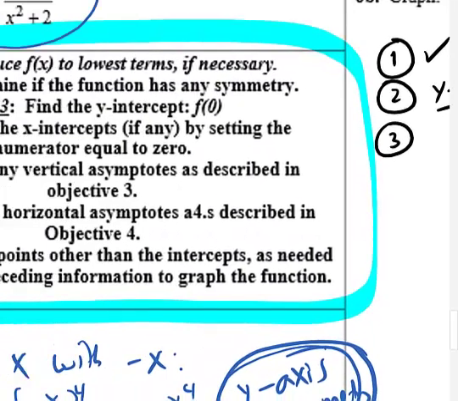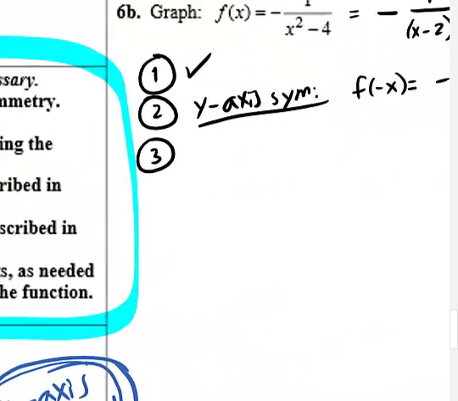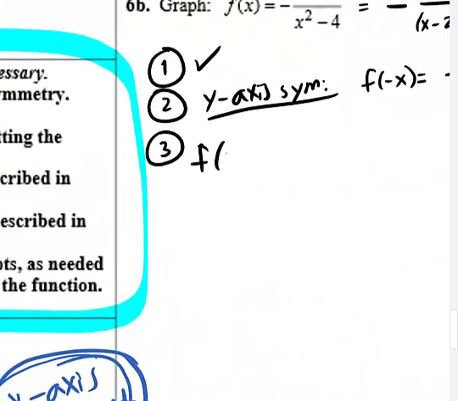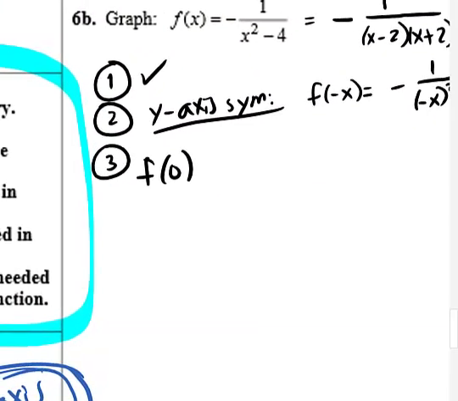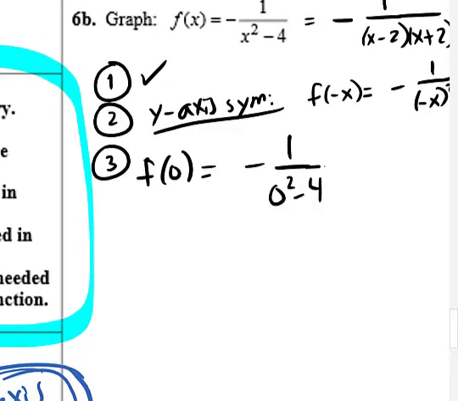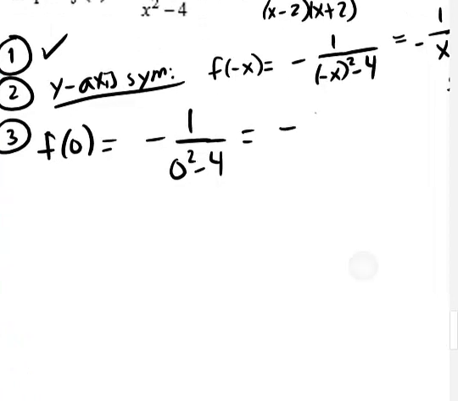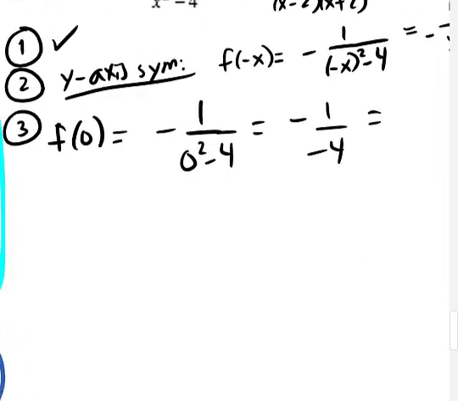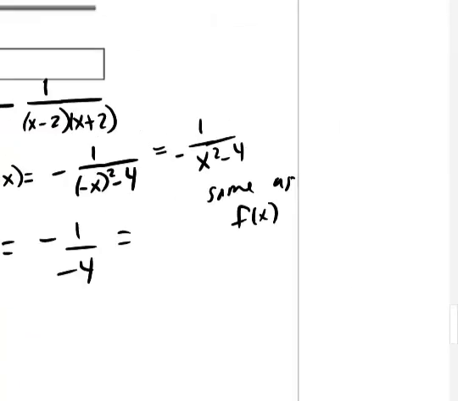And then step 3 is find the y-intercept, f of 0. So let me plug a 0 in and see what happens. The original function looked like -1 over x squared minus 4, but I'm going to put a 0 there. So it's -1 over -4, which is positive 1/4.